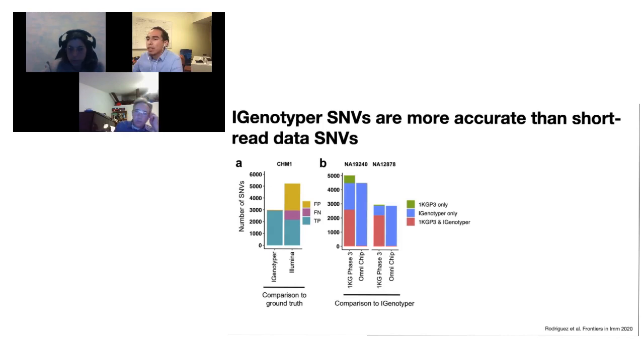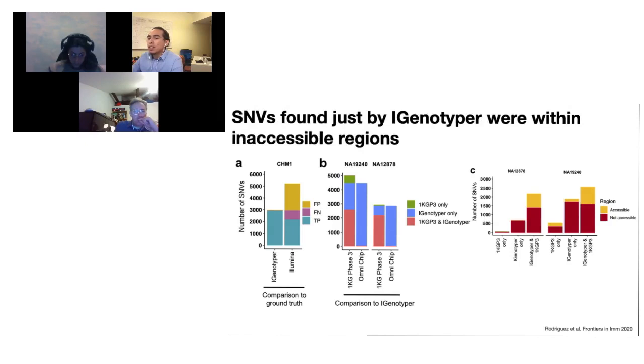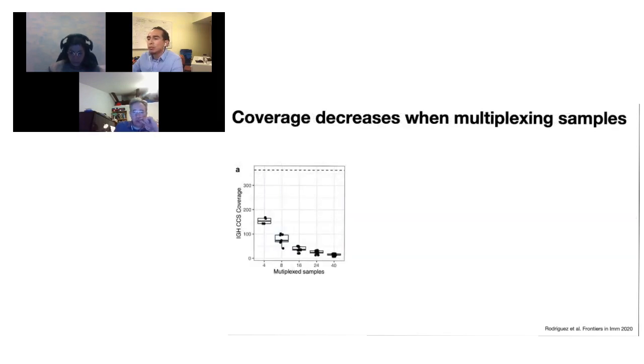SNPs from short-read data and genotyping arrays from the 2 1000 Genomes samples, NA19240 and NA12878, were also compared to SNPs identified by iGenotyper. In NA19240, the SNPs from the short-read data only contain 58% of the SNPs identified through our framework. In NA12878, the SNPs from short-read data contained only 76% of the SNPs identified by iGenotyper. And the majority of the SNPs that were missed by short-read data and identified just by iGenotyper were within IGH regions that were inaccessible to short-read data.